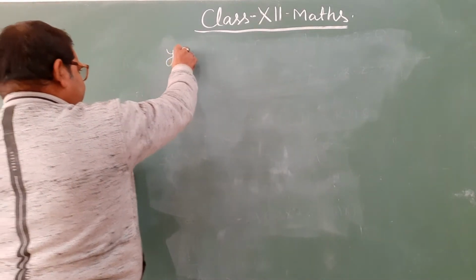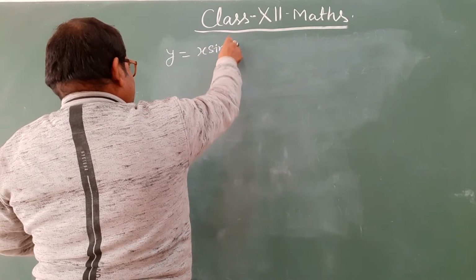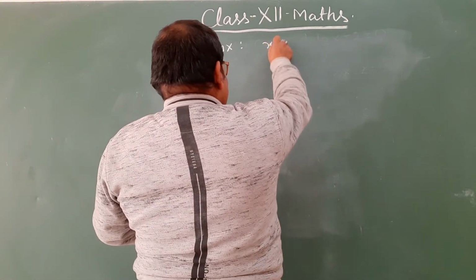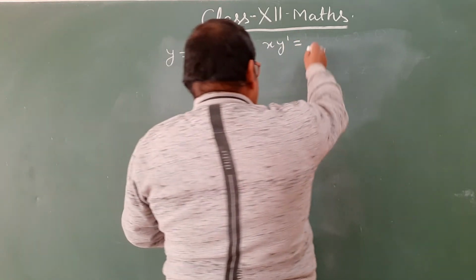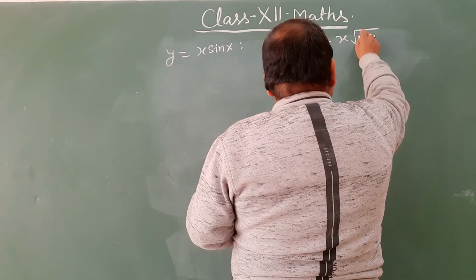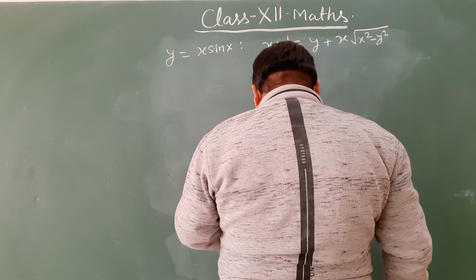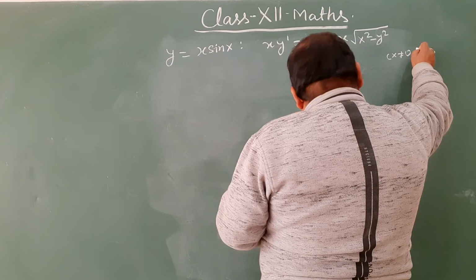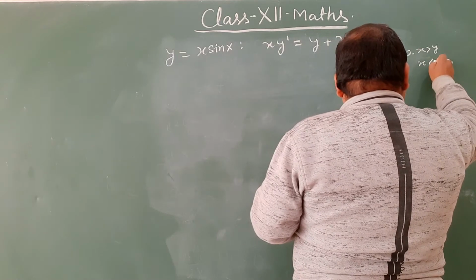y equal to x sin x, such that x y dash equal to y plus x under root x square minus y square, x not equal to 0, x greater than y, x less than minus y.